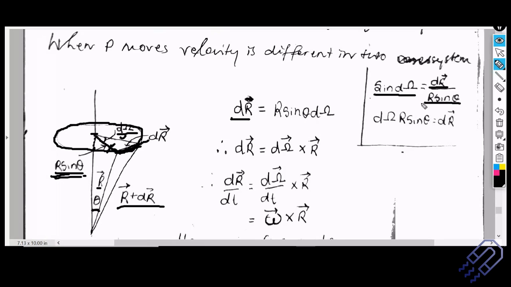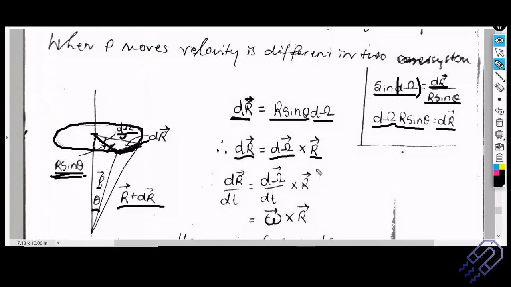So dr by r sin theta is sine d omega. Since d omega is very small, sine of d omega can be written as just d omega. So you can cross multiply: d omega into r sin theta is dr. That means I can simply write this small distance dr as r sin theta d omega. Please don't get confused here, this is basic trigonometry. So r sin theta into d omega. Since there is a sine term, I can take the cross product. All these are vectors, so dr bar is equal to d omega bar cross r bar.